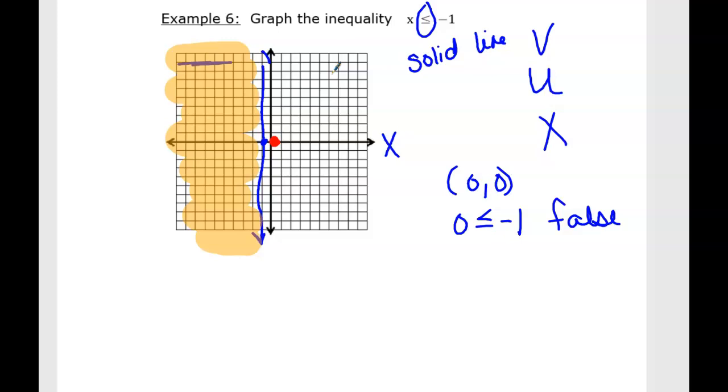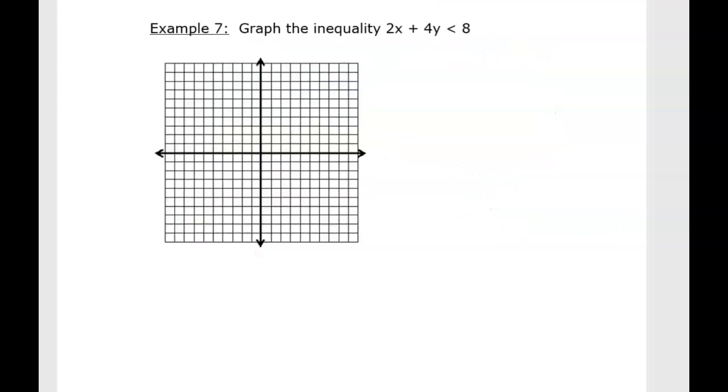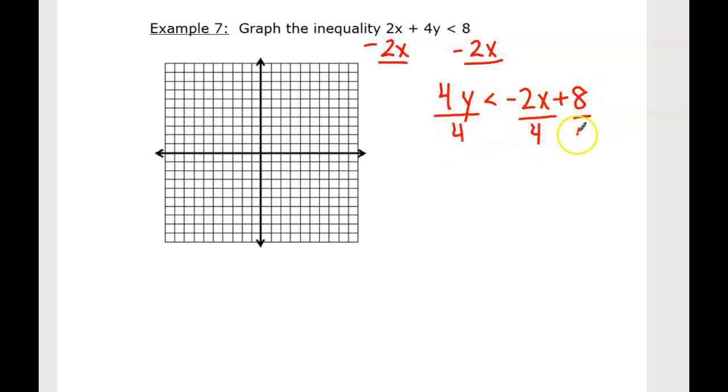All right, I want you to try number 7. You can pause the video and try it, or I'll just go ahead and do it. The first thing I want to do is put it into slope-intercept form. I'm going to do that by subtracting 2x from both sides. So 4y is less than negative 2x plus 8, and then we divide by 4. So y is going to be less than negative 1/2 x plus 2.